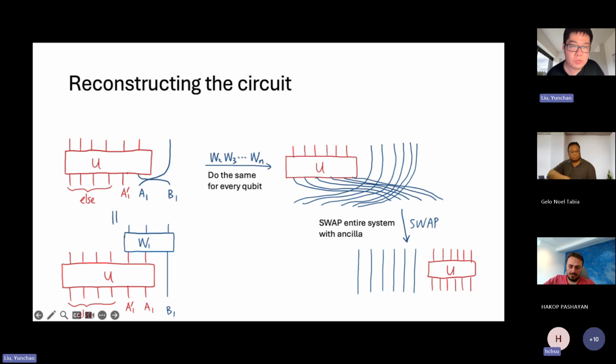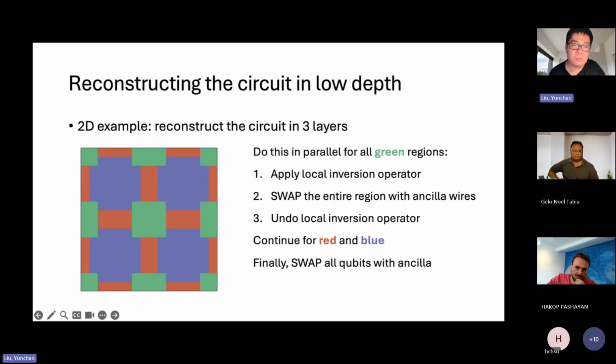So all we need to do is to do this swap operation for every qubit. And this color is just telling us the order in which to do this, because we can do all the qubits with the same color at the same time.